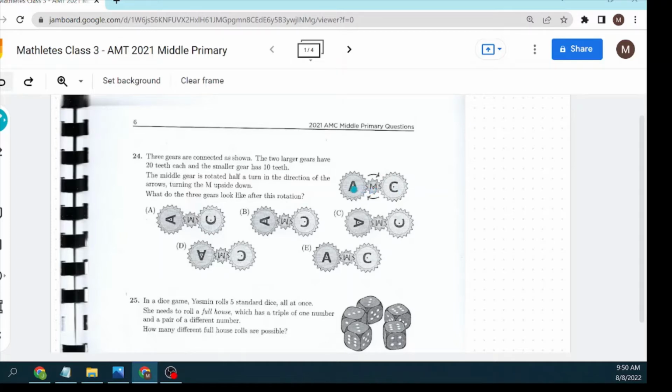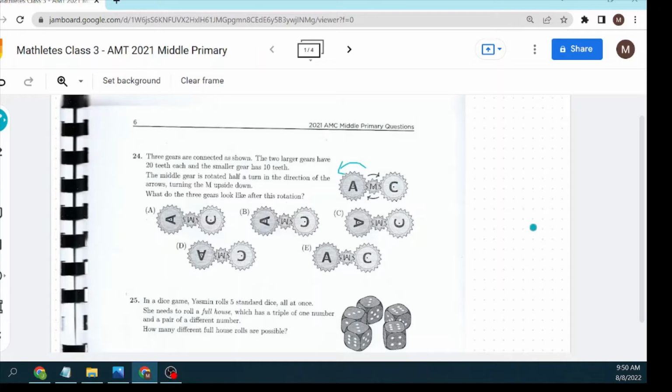Remember that when the gear A is moving, it moves in just the opposite direction of M. This is a concept you can also apply: if M moves to the clockwise side, this one would be pushed upward. So the direction of the A gear would be anti-clockwise. Similarly, the direction of C would also be anti-clockwise.